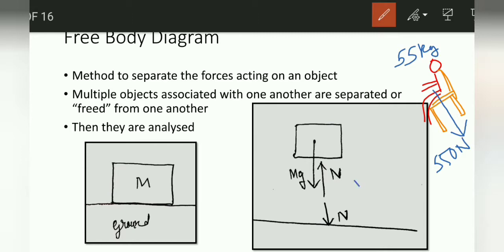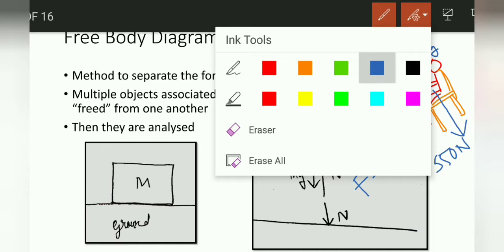In Newton's second law of motion we have learned that F is equal to mass into acceleration. We have this mass that is 55 kg. We have force that is 550 Newton, that is the weight, the force with which the earth attracts due to its gravitational force. Then where is the acceleration? But the acceleration here is 0.